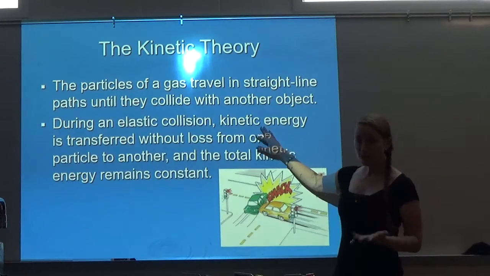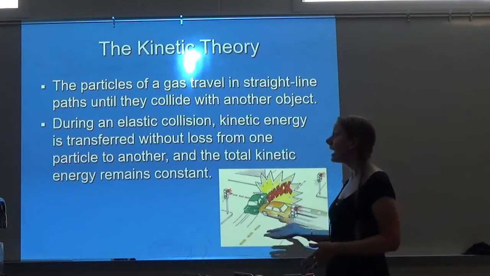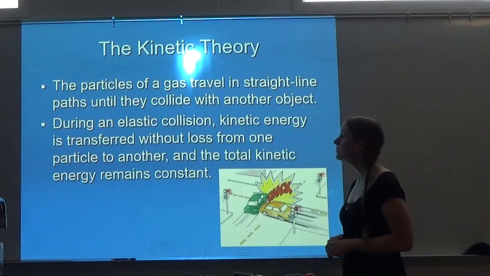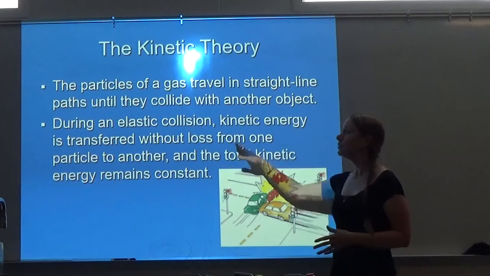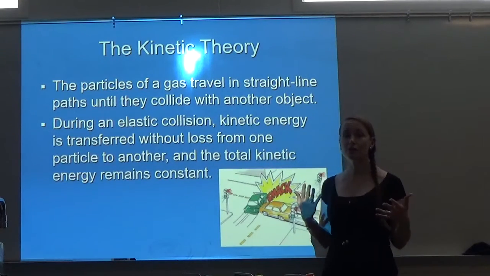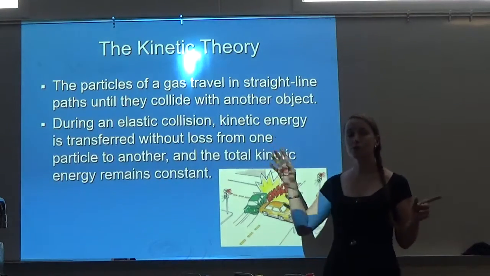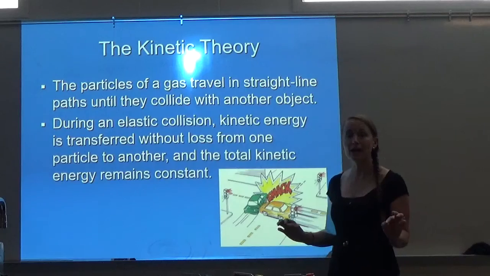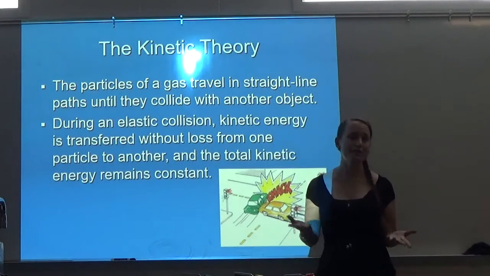Like I said in the previous slide, during an elastic collision, kinetic energy is transferred without loss from one particle to another, and the total kinetic energy remains constant. In reality, when two things collide, some of the energy is going to turn into heat from friction. But because the gas particles are so small and moving so fast, that loss is so little that we can assume it's zero.